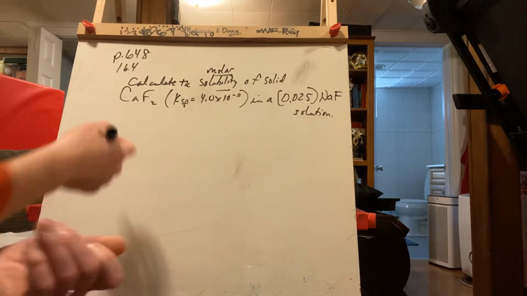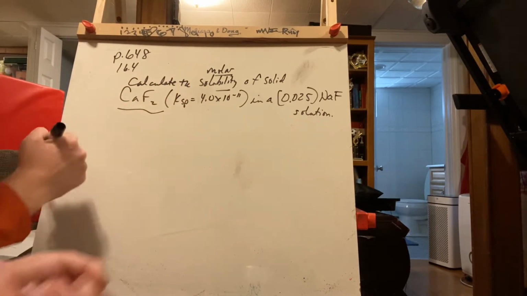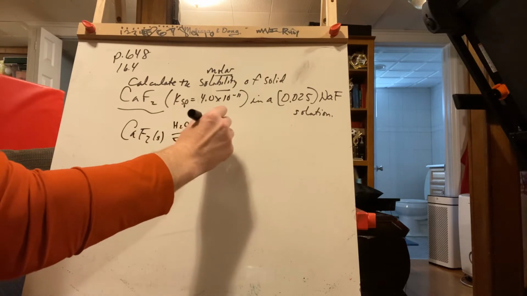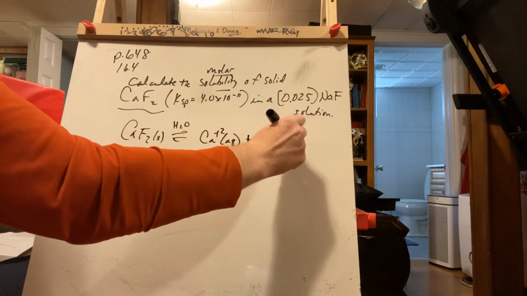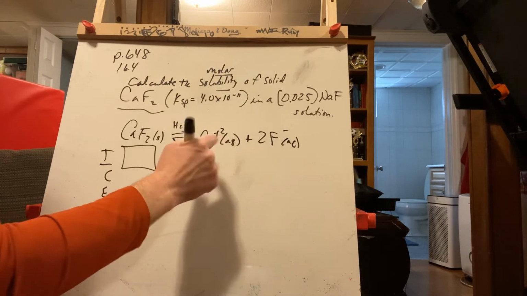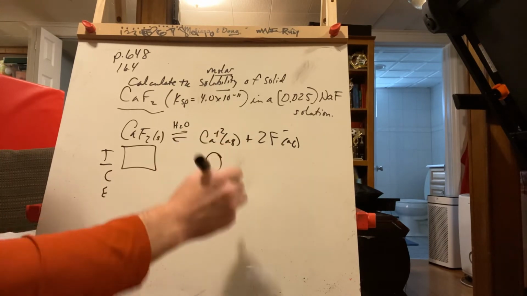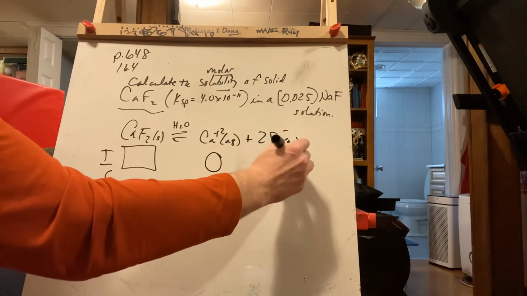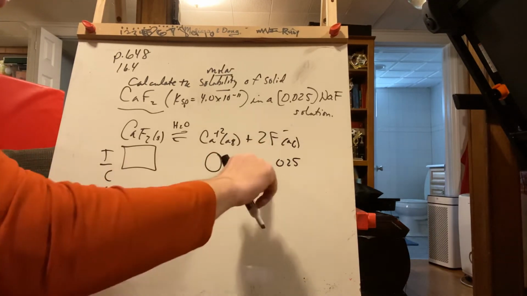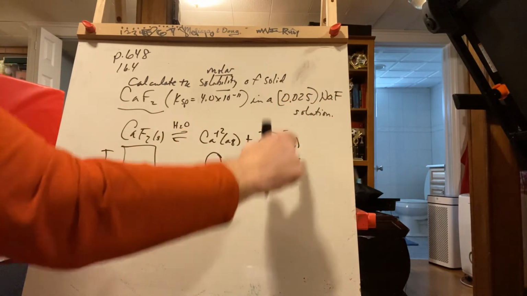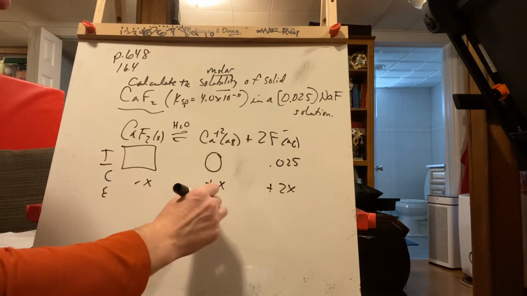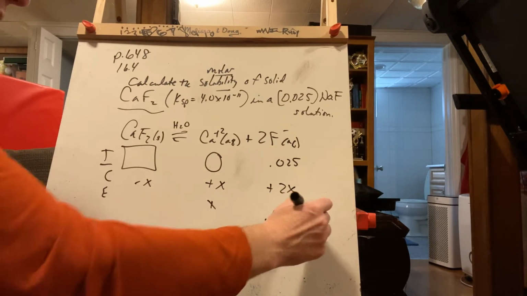Okay. So it's really not that bad. You do these questions, they're not bad at all. You take your insoluble salt, you set it up with your simple reaction here. And here's your setup. This one is going to be a 0. This one is going to be a 0.025 because that's your initial concentration of F, not the 2. The 2 is over here for the change, but that 0.025 is because of that. Then minus x, plus 2x. Okay, so now we end up with x, 0.025 plus 2x.